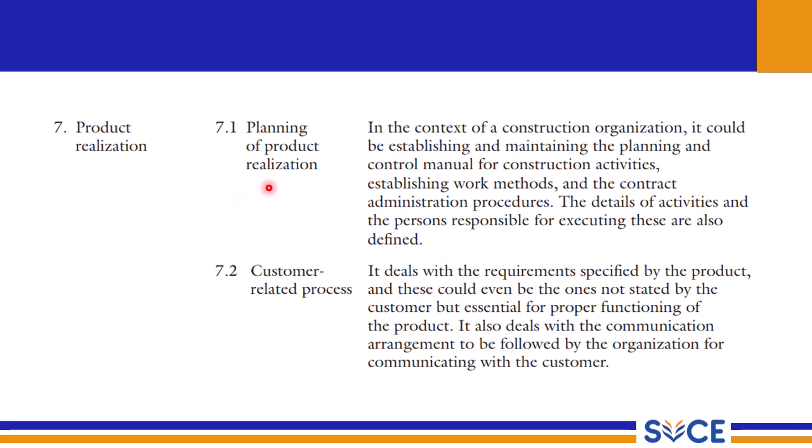So product realization. In that we can see planning of product realization and customer related processes. Planning could be establishing and maintaining the planning and control management for construction activities, establishing work methods, contract administration procedures, and details of activities and persons responsible for executing these are very well defined here. Customer related process deals with the requirements specified in the product. This could be even those not stated by the customer but essential for proper functioning of the product. It also deals with the arrangement followed by the organization for communicating with the customer.